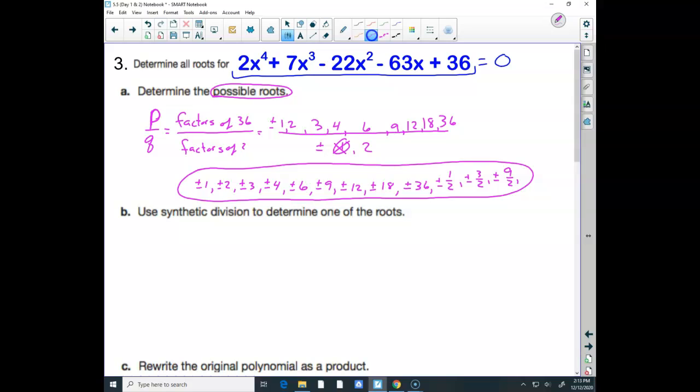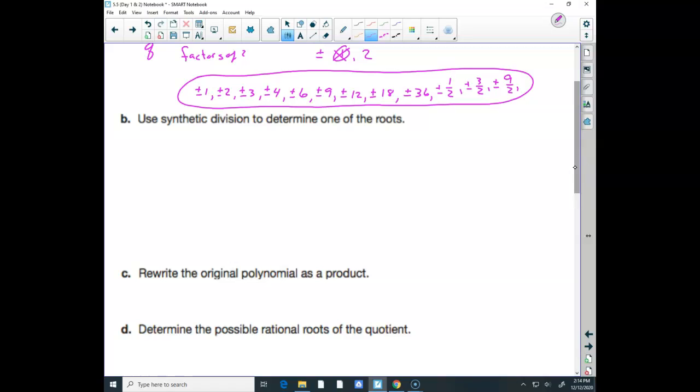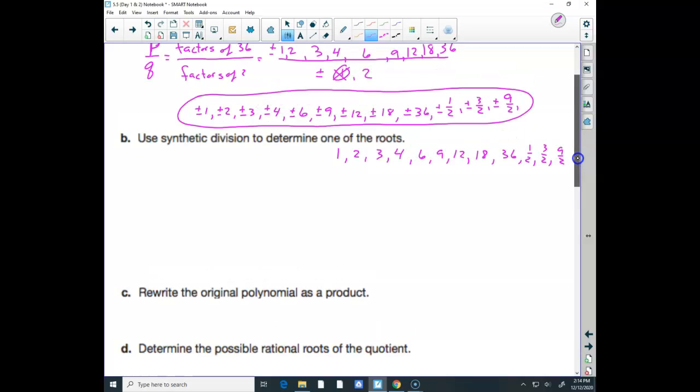Okay, we need to guess and check. We have 2, 4, 6, 8, 10, 12, 14, 16, 18, 20, 22, 24 possibilities. Doesn't that make you feel good? So, where do we start? I don't know. What I do to start is I usually take all my positives and write them down. 1, 2, 3, 4, 6, 9, 12, 18, 36, 1/2, 3/2, 9/2. I like the positive numbers before the negative numbers. It's just the way I do it. Everybody's going to pick their own way to do it.